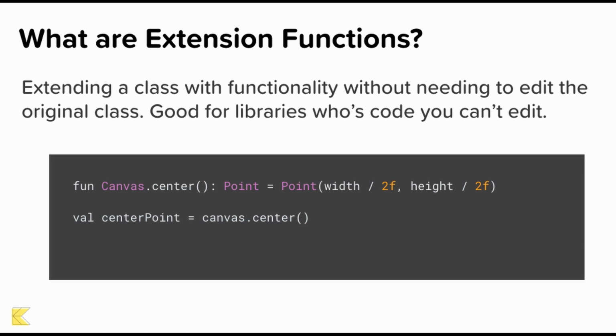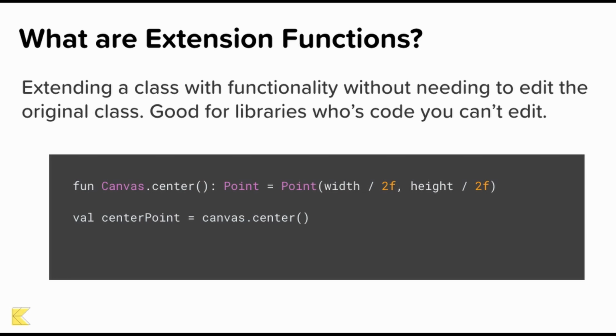This is an example of an extension function. The first line is actually just a function, and when you prefix your function name with the class name, like I've done here with Canvas, and then put a dot, that means you're creating an extension on that class's definition. In this example, we're creating it on the Android canvas. The Android canvas doesn't have a concept of a center point, so we created this function called canvas.center that returns a point.